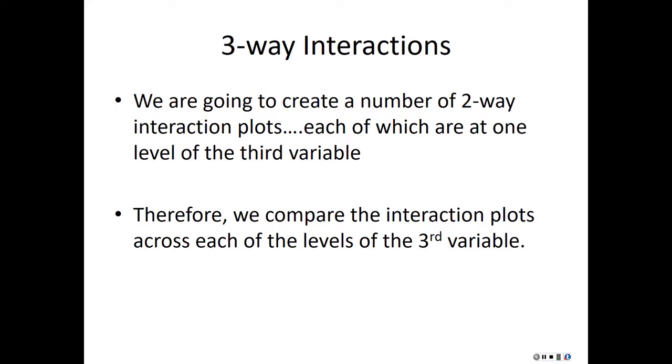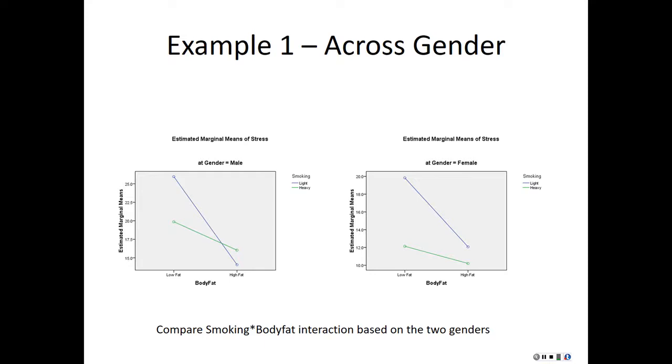We compare the interaction plots across the levels third. So let's say we wanted to do gender. So this is the 3-way interaction here. It's not significant, but you can see it's the same directional. But let's pretend it's significant, and let's pretend that any differences we found.